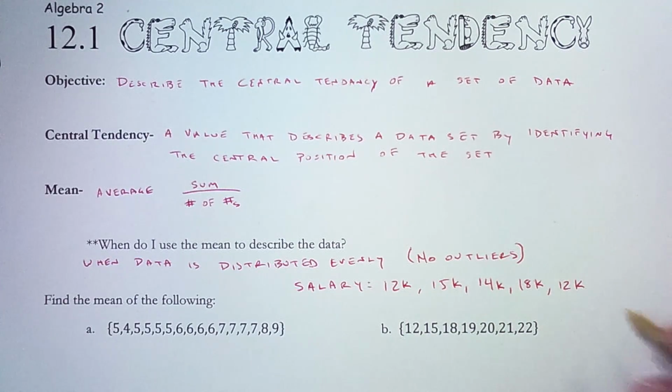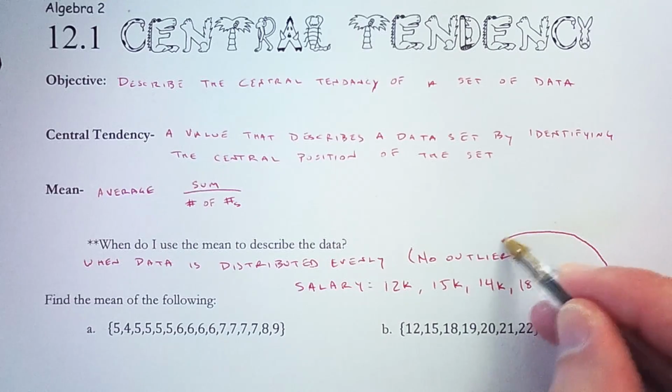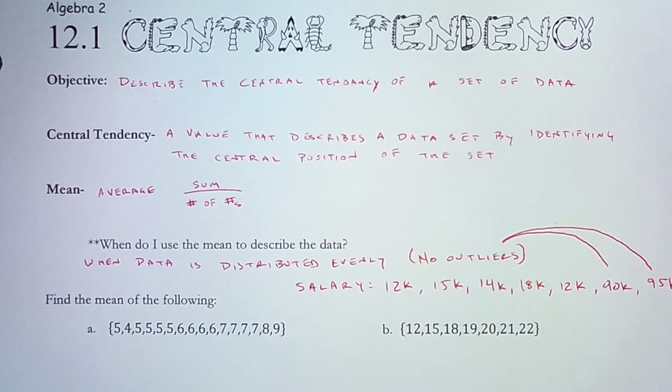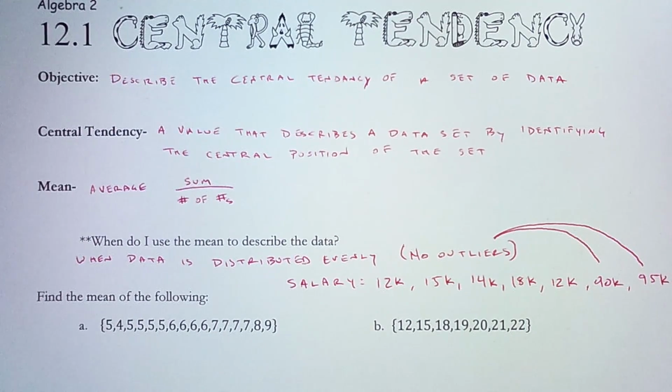Now, what if you added a couple more people and one of them is making $90,000 and one is making $95,000? Well, now we have two numbers that are pretty far away from the others. Those would be considered outliers. So in this case, now with these two outliers, the mean might not be such a good measure of central tendency. So if there are no outliers, like these first several here, then mean would be good. But now that I've added these two outliers, not so much.